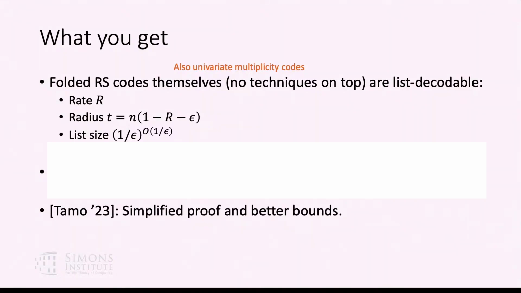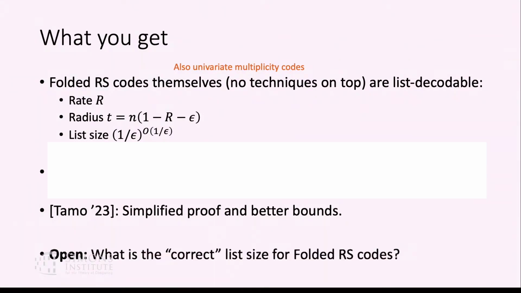And actually a very recent work by Tamo, barely a month old, has a simplified proof and better bounds. This is really pretty. I'm still processing this paper, but you should look at this. But I think it is still open what the correct list size is for folded Reed-Solomon codes. So if you're looking for open problems.